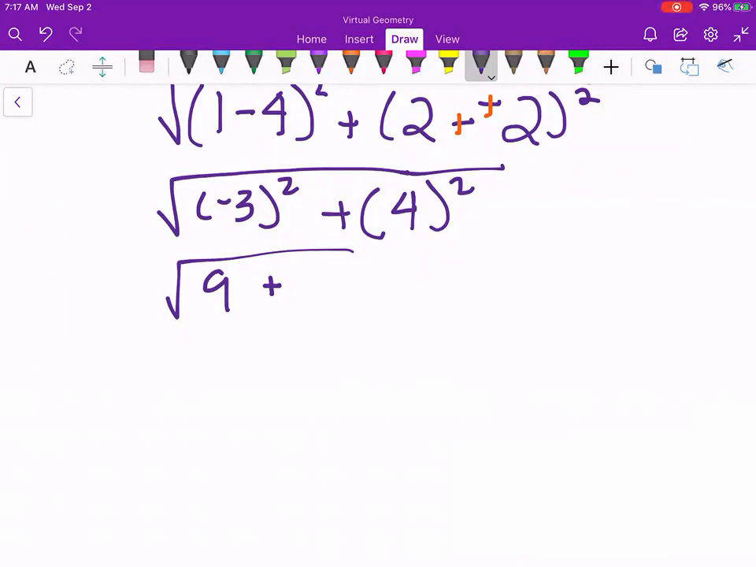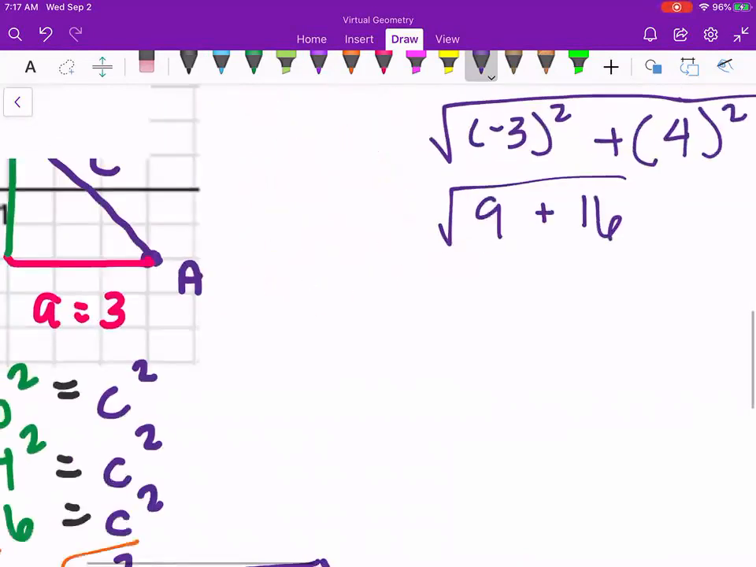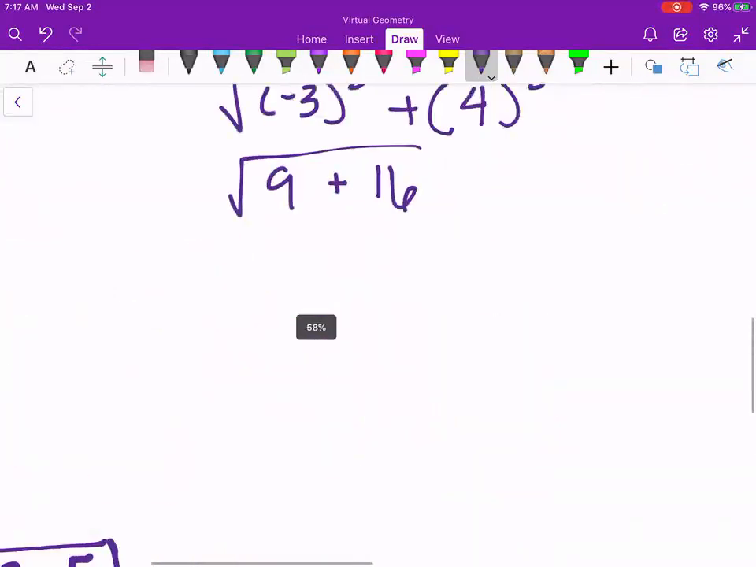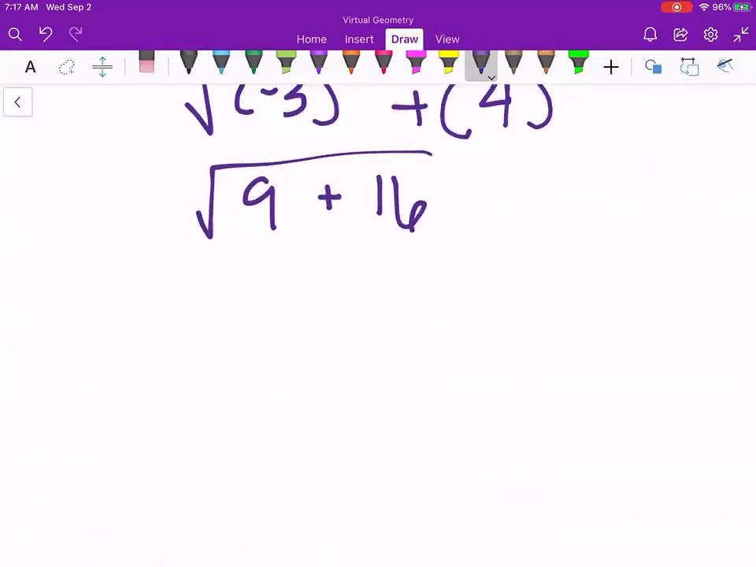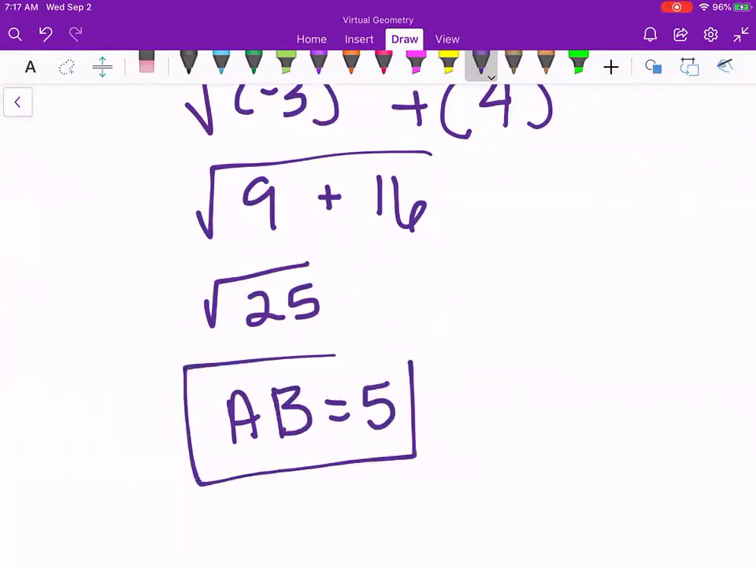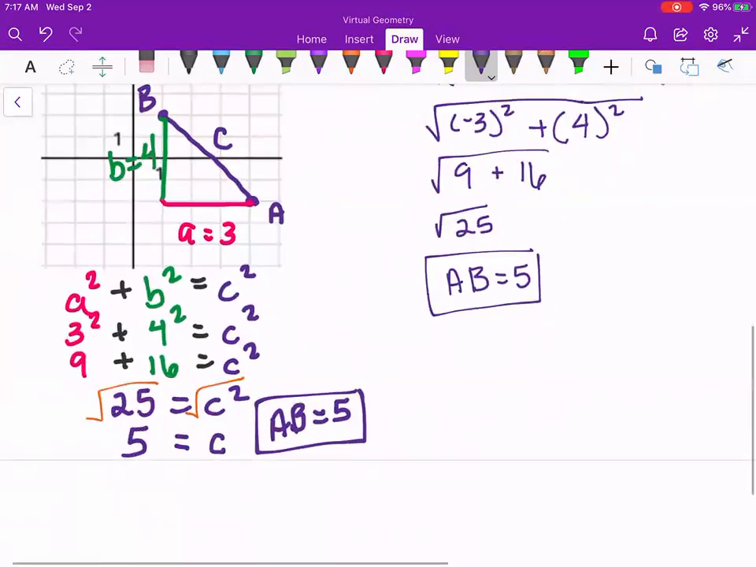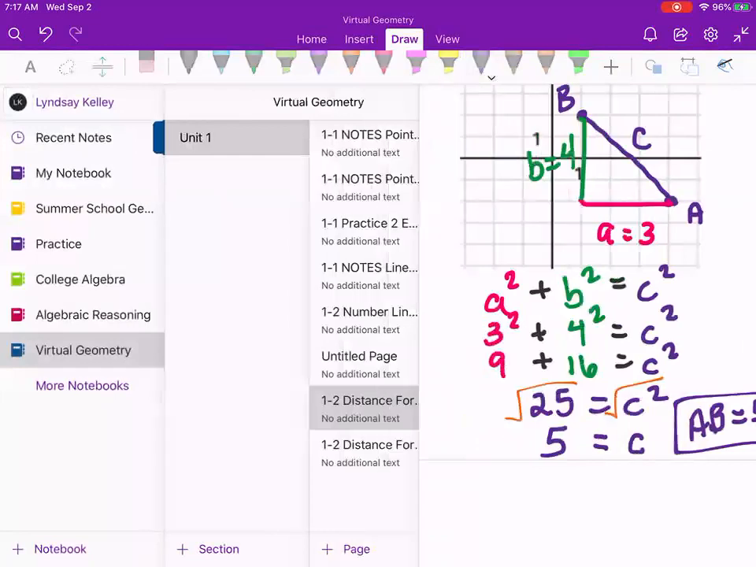So now let's keep going here. 4 squared, 4 times 4, a 16. Guess what? That looks pretty similar to numbers we already saw. Yep, down there towards the bottom, 9 plus 16. So I have the square root of 25. So now I know that the length of AB is 5. So either way, we get the exact same answer, regardless of which formula you choose to use. So let's try those 2 formulas on a couple more examples so that we can get the practice.